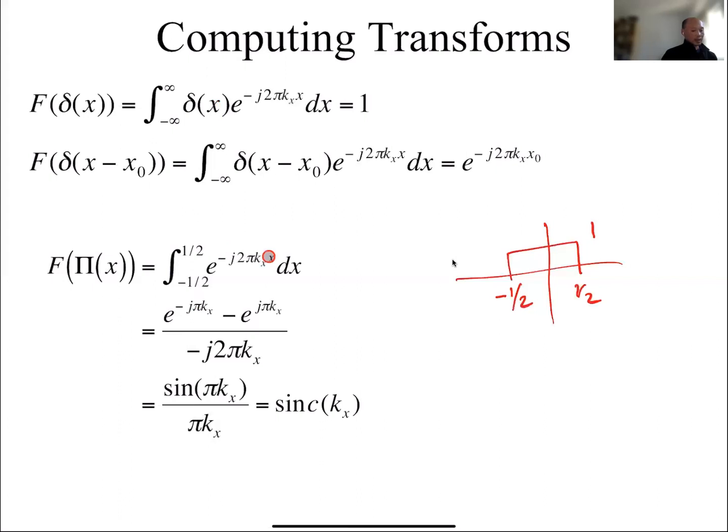So this is an integral that you can do. It's just an integration of an exponential. So you can write it like this. And then it turns out to be sine of pi kx over pi kx. And this is such an important function, we give it a special name. We call it the sinc function, sinc of kx.